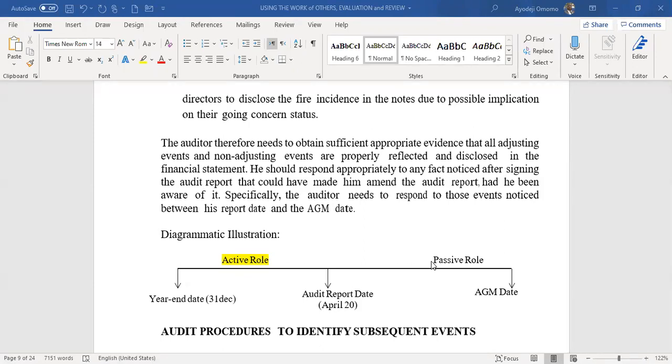But for anything that happens between this period, between the day that he signs that report and the date of the annual general meeting, he has a passive role. We said active role means that he is still supposed to do what? Perform procedures. After signing reports, what procedures do you want to perform again? You don't have that duty or right to perform any procedures again.